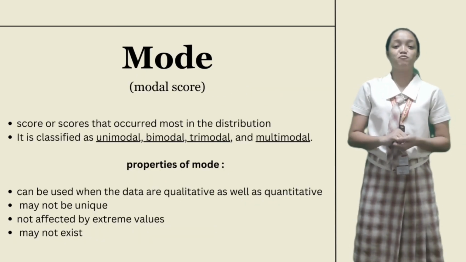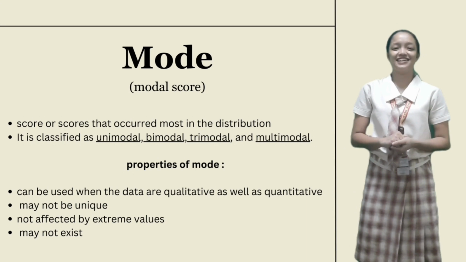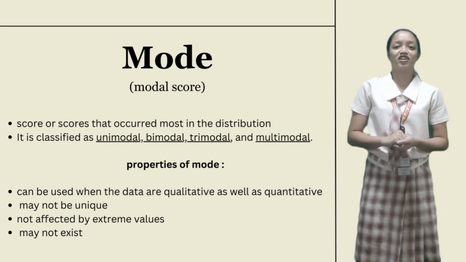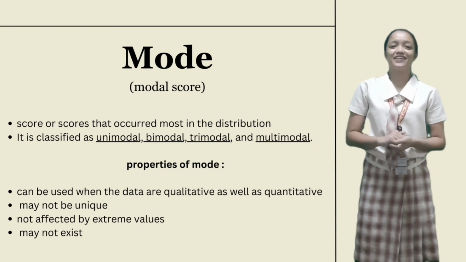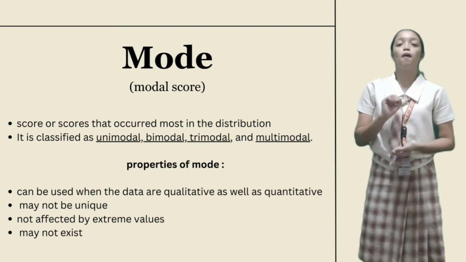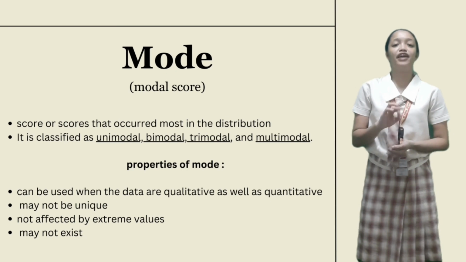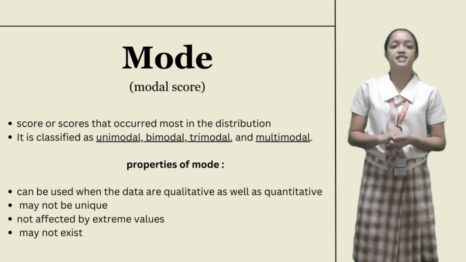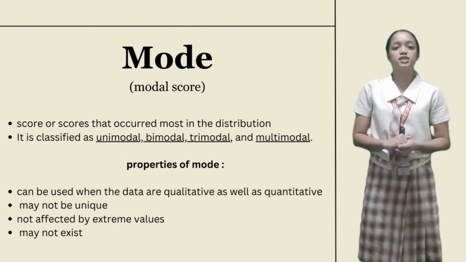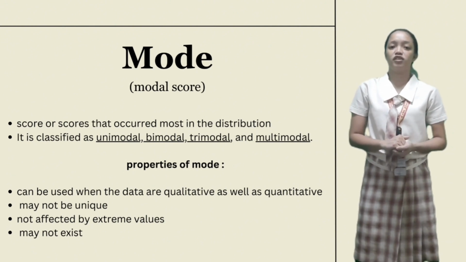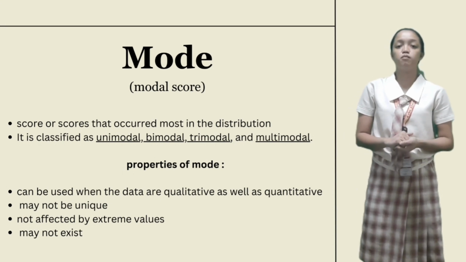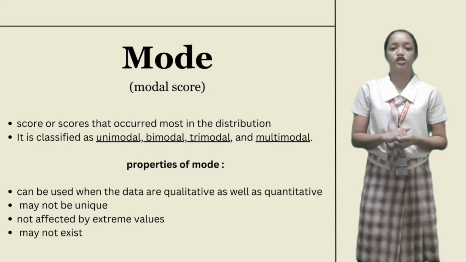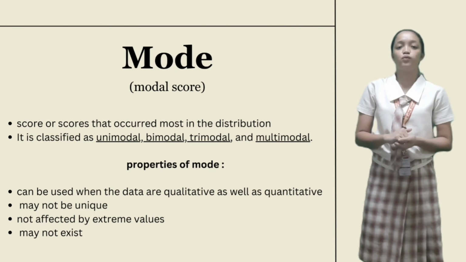The mode is the third measure of central tendency. Mode or a modal score is a score or scores that occurred most in the distribution. So it is classified as unimodal, bimodal, trimodal, and multimodal. Unimodal distribution if it contains only one mode, bimodal distribution if it contains 2 modes, trimodal distribution if it contains 3 modes, or multimodal distribution if it contains more than 2 modes.